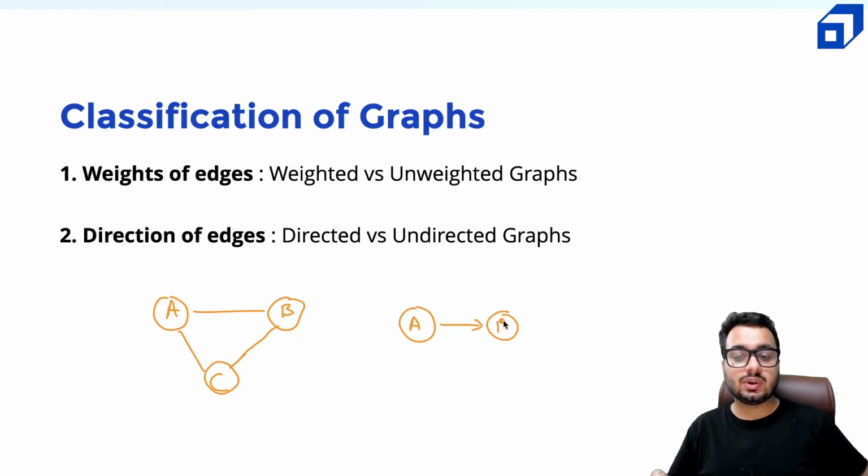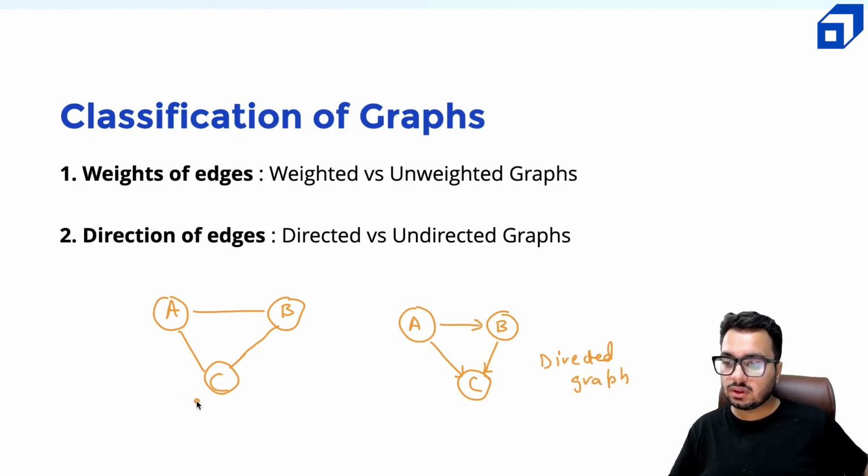For example, a Twitter graph. So if A is following B, does not mean that B is also following A. So in this case, edge will have a certain direction. That means A is following B and A is following C, and B is following C, something like this. This is an example of a directed graph, and wait, so this is an example of undirected graph.